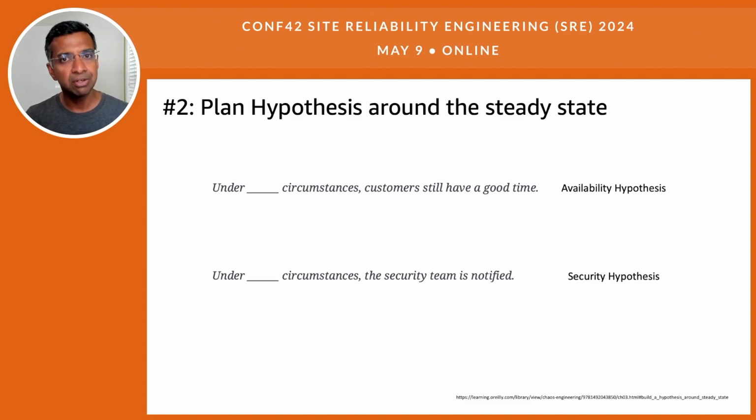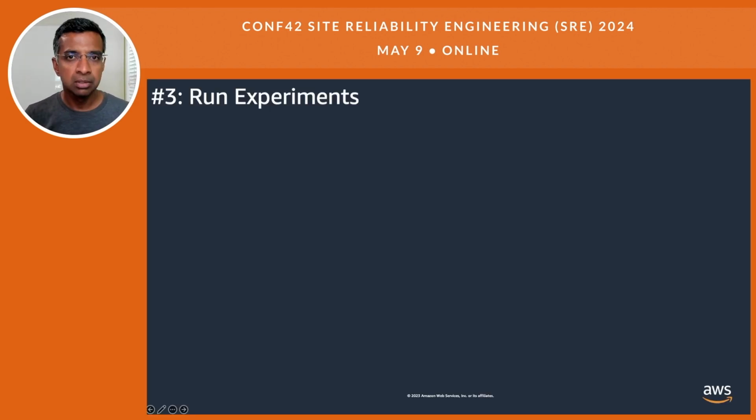Now, for a security hypothesis, it can be if certain scenario happens, under certain situations, the security team gets paged or a certain alarm goes off. Now, you build these high-level hypotheses because you don't have a clear understanding of the output, but you know what the desired behavior looks like. So once you have the hypothesis, you can start planning your experiments.